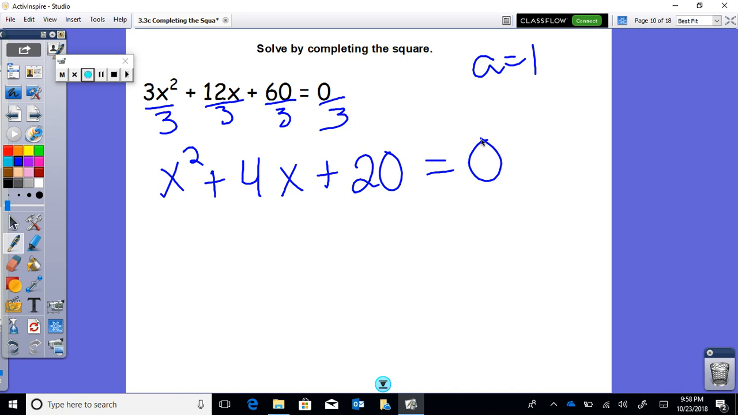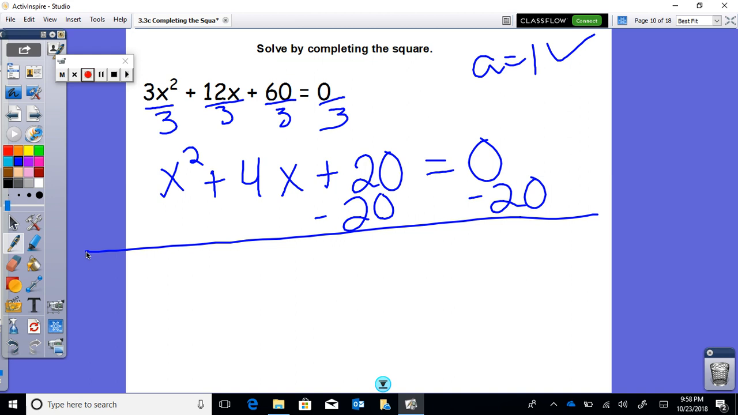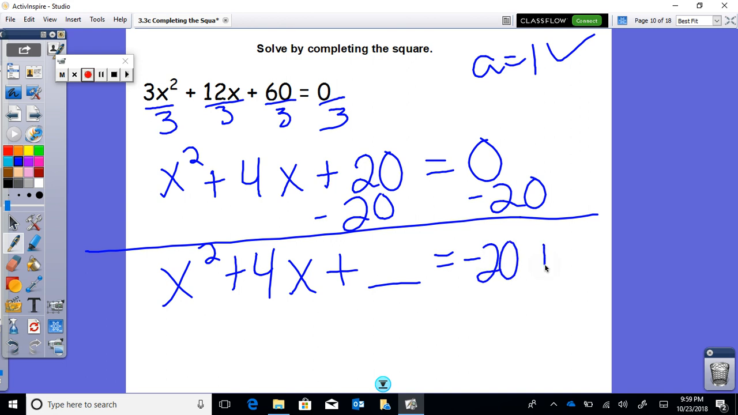Now, go to the next step. A equals 1, move C. It's positive 20, so to move it to the right, I'm going to have to subtract 20. I get x squared plus 4x plus blank equals negative 20 plus blank. In those blanks, that's my B, which is my 4 divided by 2, squared. It's going to be 2. 2 squared is 4. Over here comes a 4, too.